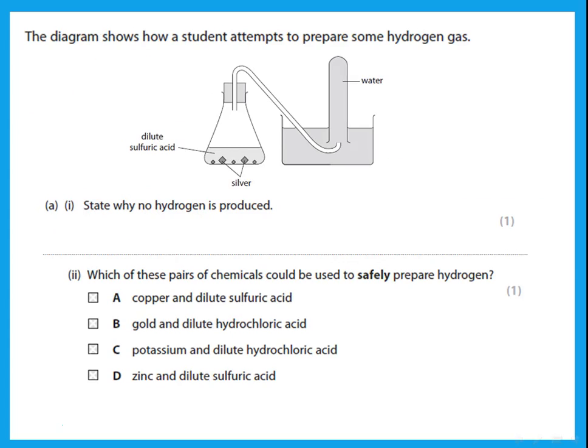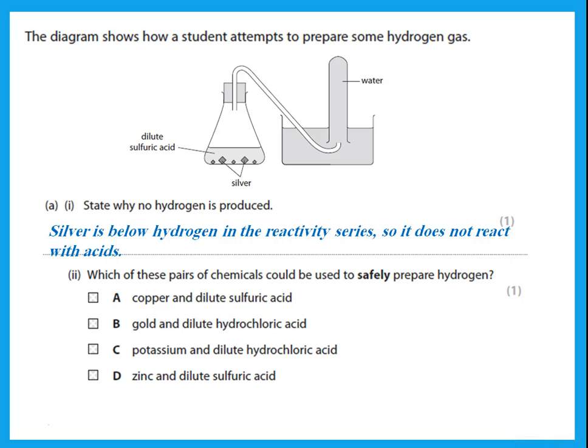Another typical question that you could see would say the diagram shows how a student attempts to prepare some hydrogen gas. State why no hydrogen is produced. Look at the diagram and tell me, why do you think he didn't get any gas? If he didn't get any gas, that is just because the silver did not react. And why doesn't it react? Because it is below hydrogen in the reactivity series.